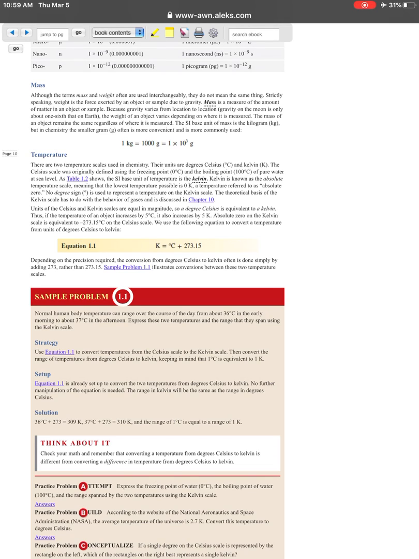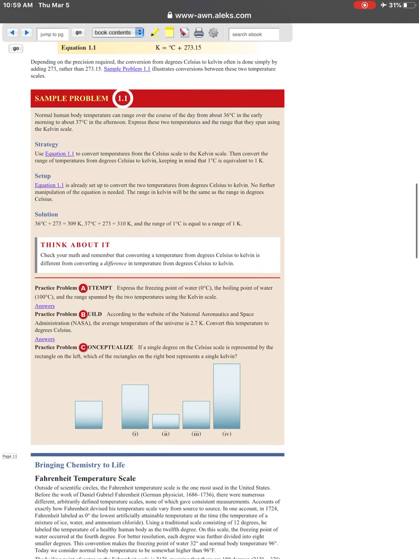If you look at sample problem 1.1, this will show you how to do a conversion between Celsius and Kelvin. You're just going to use equation 1.1. For example, the normal human body temperature can range over the course of a day from about 36 degrees Celsius in the early morning to about 37 degrees Celsius in the afternoon. Degrees C means degrees Celsius, that's temperature. Express these two temperatures and the range they span using the Kelvin scale. Notice the sample problems will give you a strategy. They'll set up the problem and then show you the solution to it.